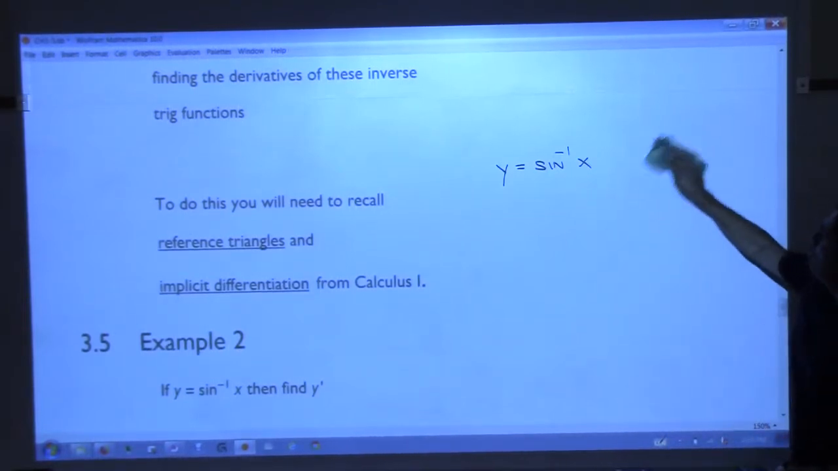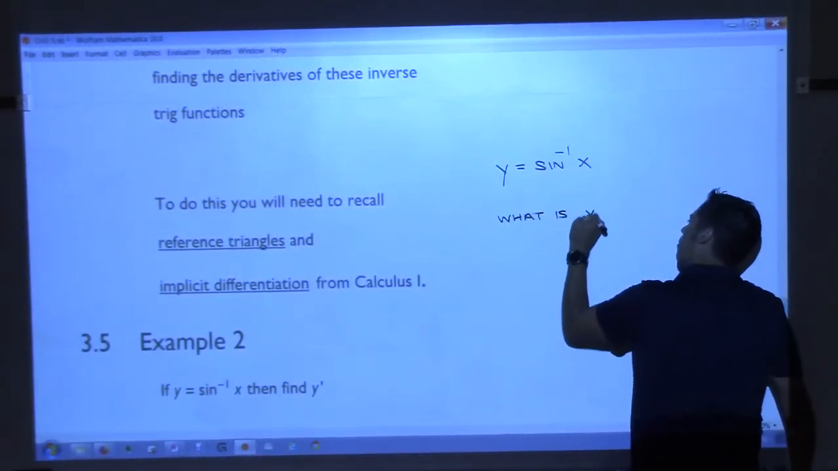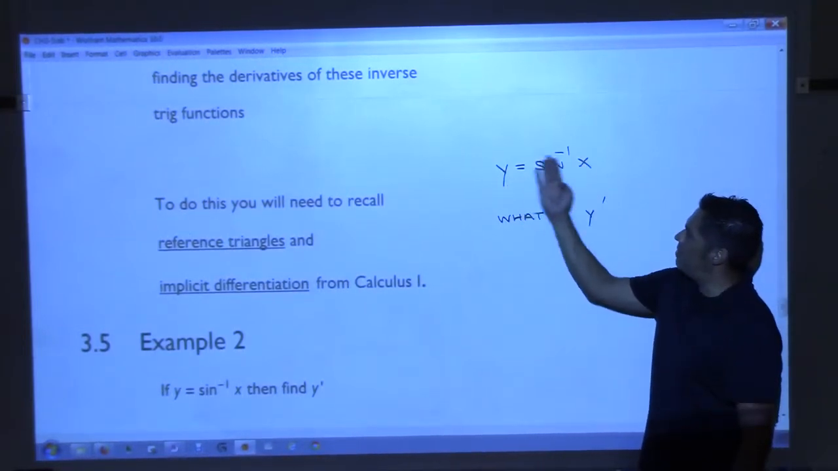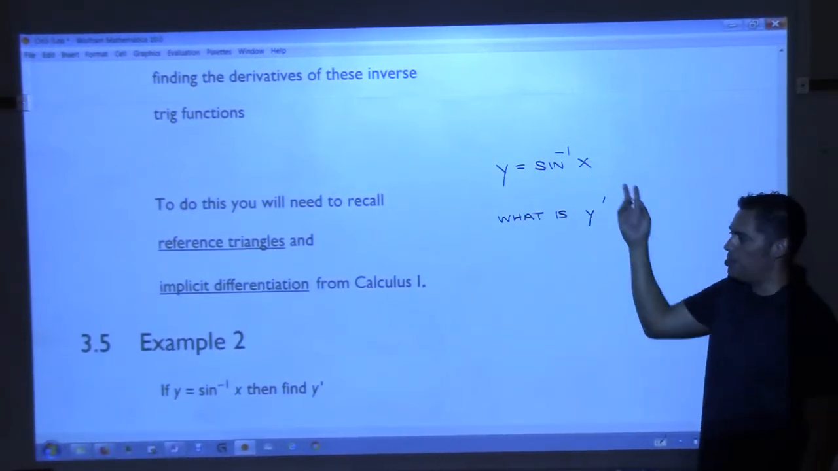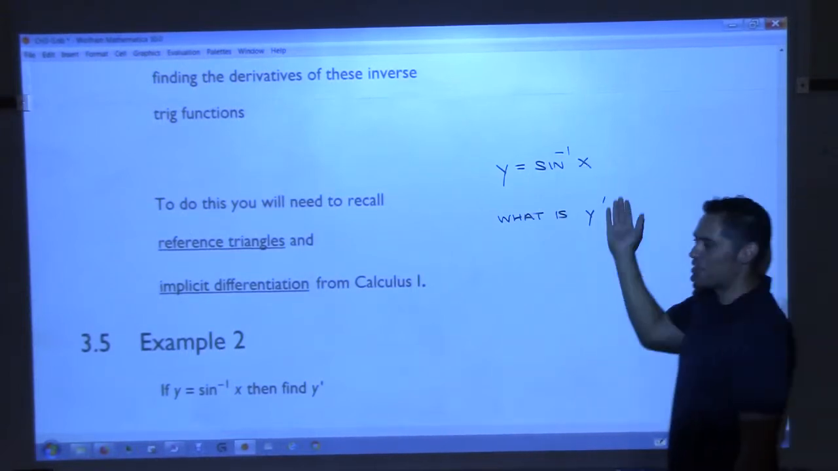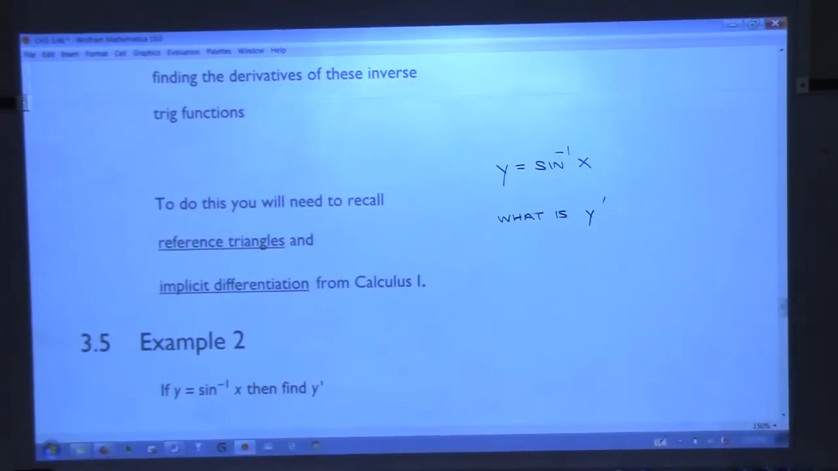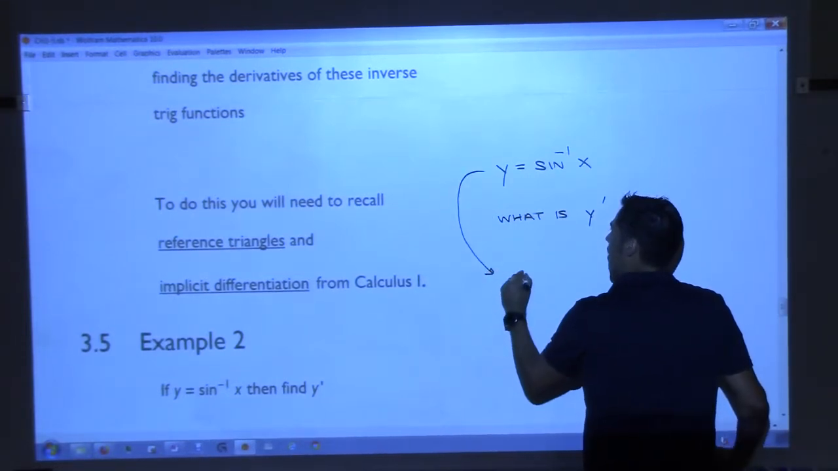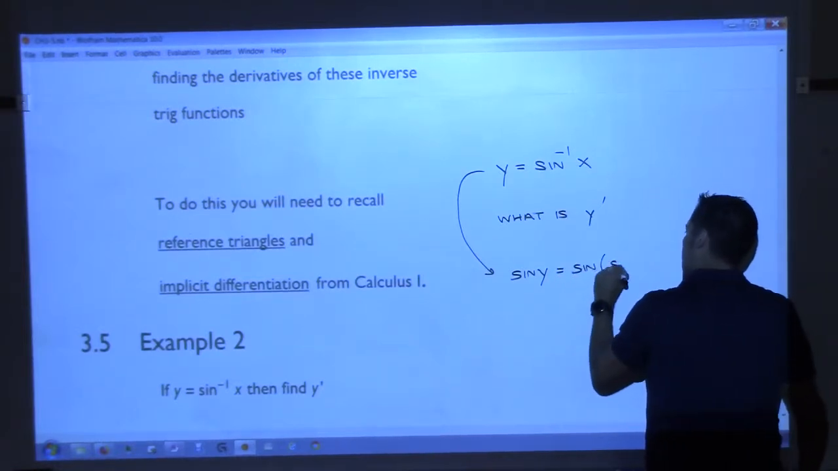All right, so what I'd like to know is what is y prime? So what is the derivative? Well, what we could do is we could take the derivative on both sides, couldn't we? And the derivative of the left would be y prime, and the derivative of the right would be, well, we don't know, right? That's the whole question. So I can't just take the derivative of both sides, can I? So I have to do something else. What we can do is take this equation and take sine on both sides. Now why would I take sine on both sides of this equation?